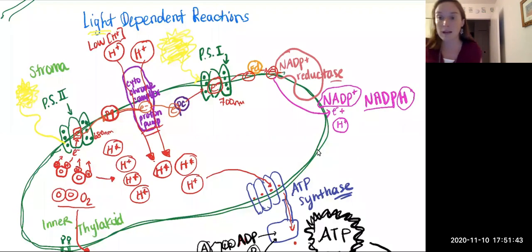So the point is to carry the hydrogen over to the next part. And the carrier molecule is NADP plus. So together, the two are NADPH. Okay, so we did it.